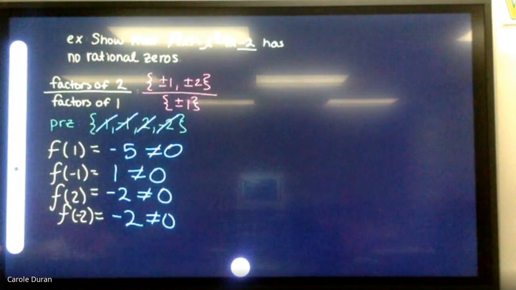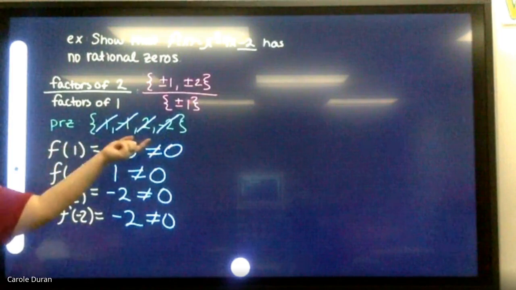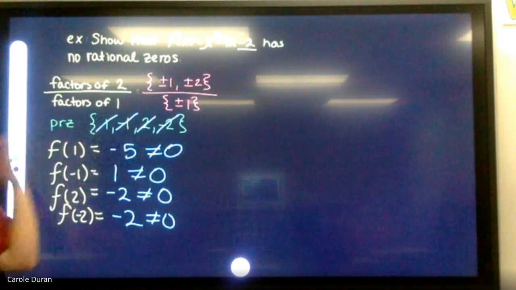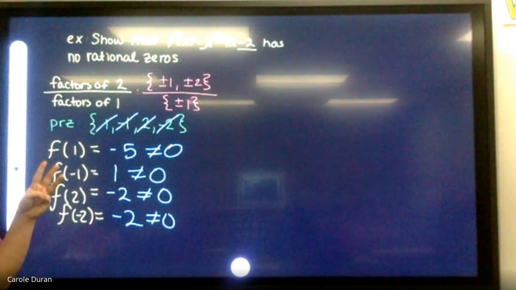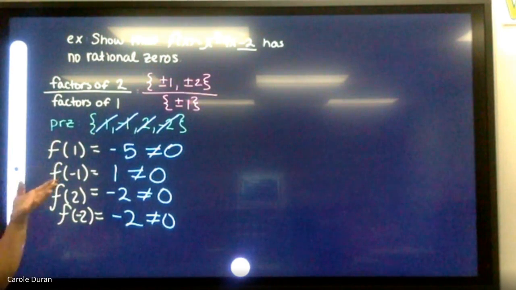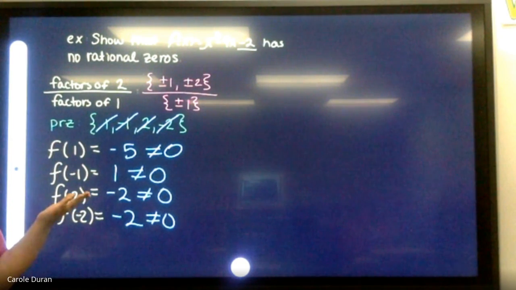So I have just proven that this polynomial has no rational zeros because none of the rational options I got worked. It still has 3 zeros, but they're all going to be complex, which is kind of cool. We're not going to find them, but they do exist. Are we going to find them later on in the lesson?